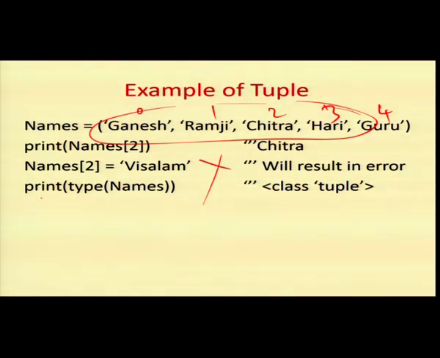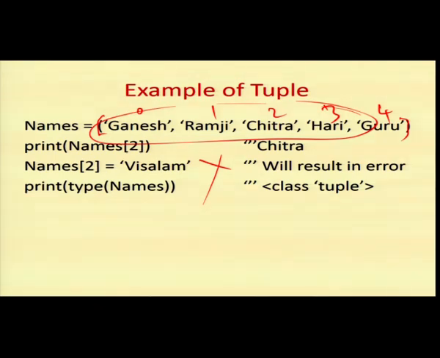Now, print type of names. When you give type of names, what will be the result? You will get the result as class tuple. Supposing I have given it within square brackets, and I give print type of names, I will get the class as list. So, that is the difference. Kindly make a note of it.